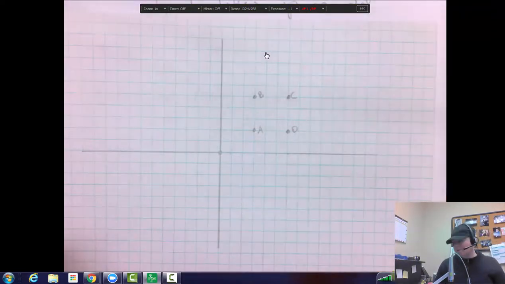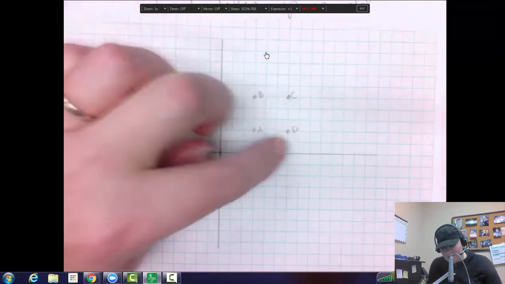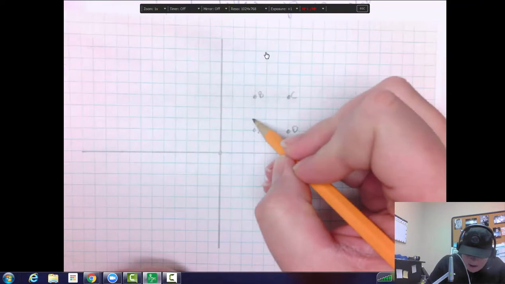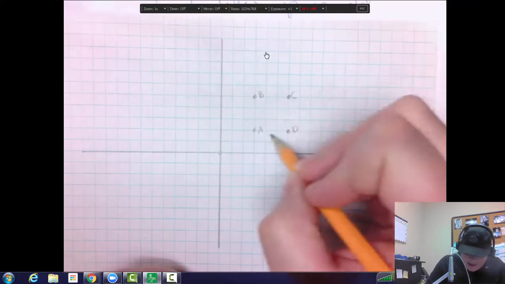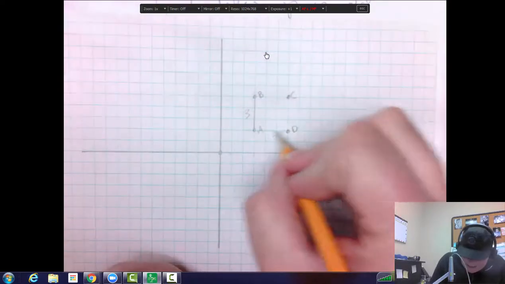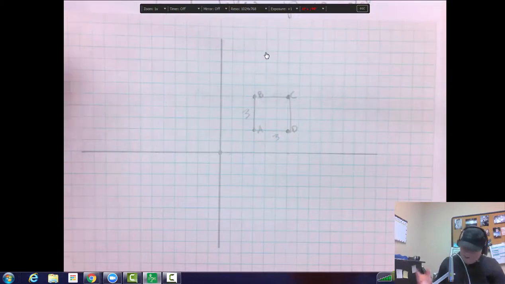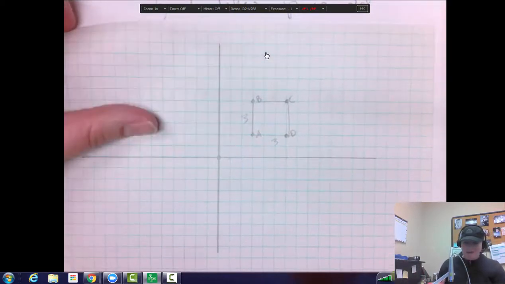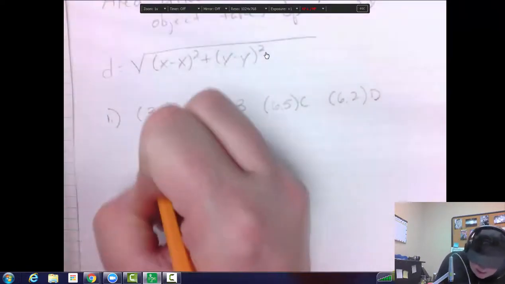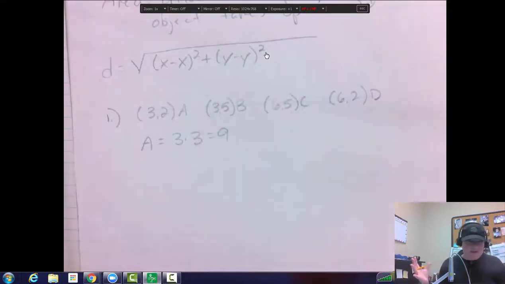So look, these ones are pretty clean. It goes up and it goes over. So we can perfectly count that this is 1, 2, 3 sections here and 3 sections here. So this is a 3 by 3 square. It is both a rectangle and a square, but square is probably the best name for it. Remember, length times width is your area. So area would be 3 times 3, or 9.